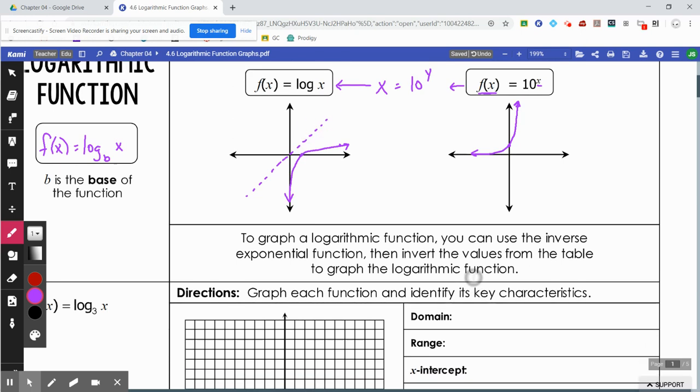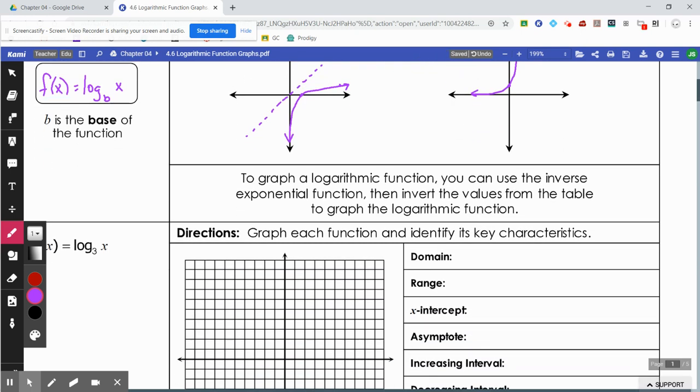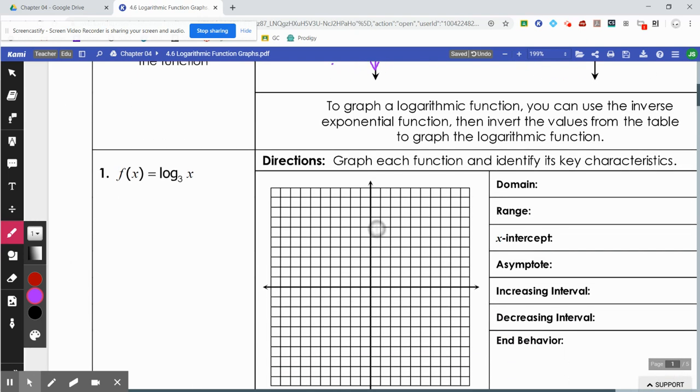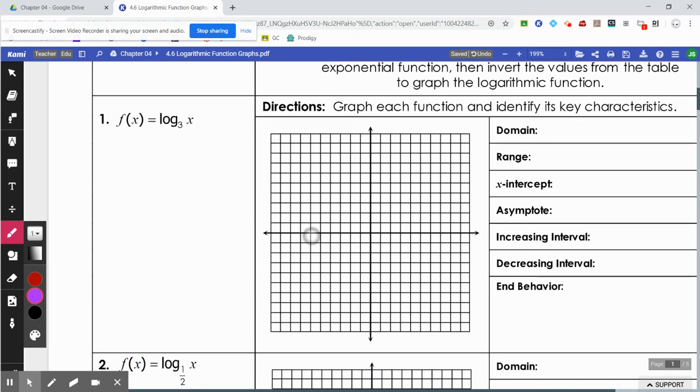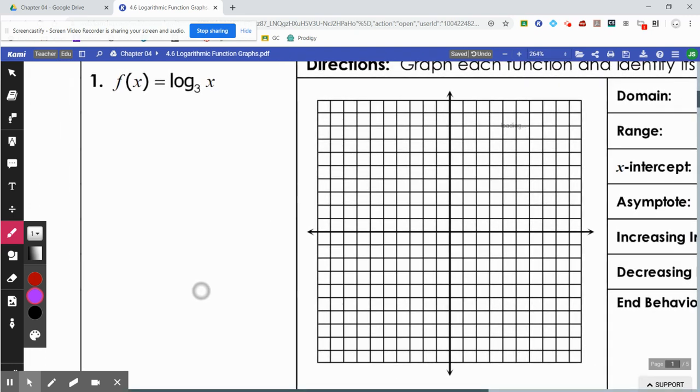And we can actually use this fact to graph these. To graph a logarithmic function, you can use the inverse exponential function. Then invert the values, because we know we don't want to graph the inverse, we want to graph the original. So we can find the values of the inverse, invert them, and then graph that to actually graph, like here, y equals log base 3 of x. Let's go through those steps.